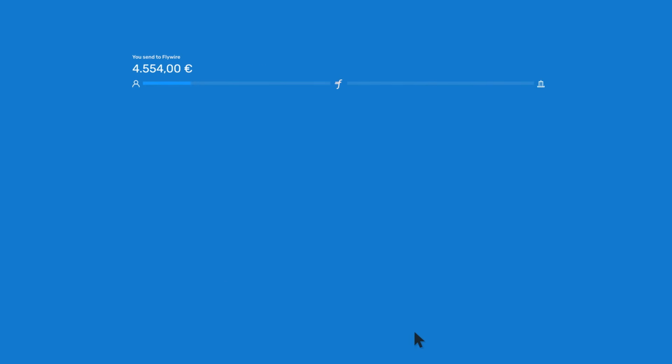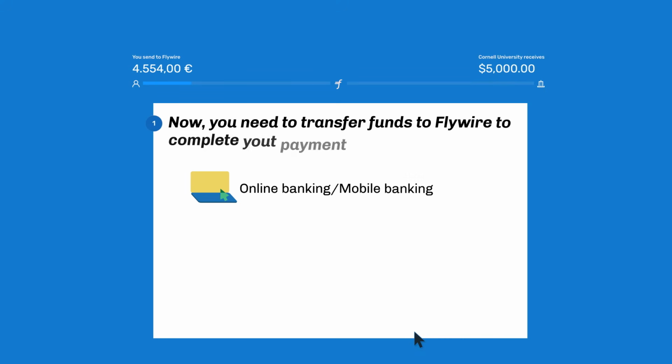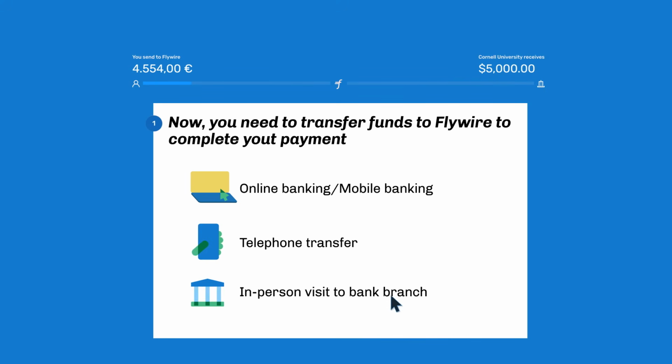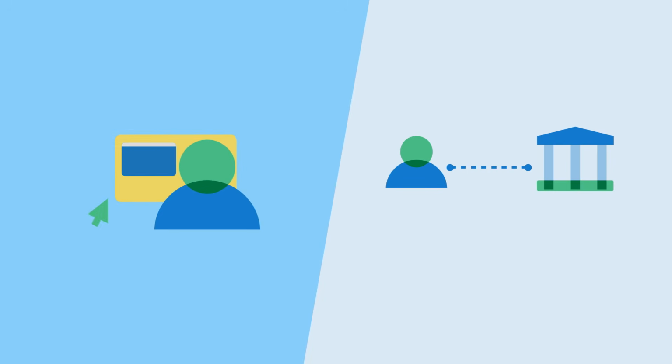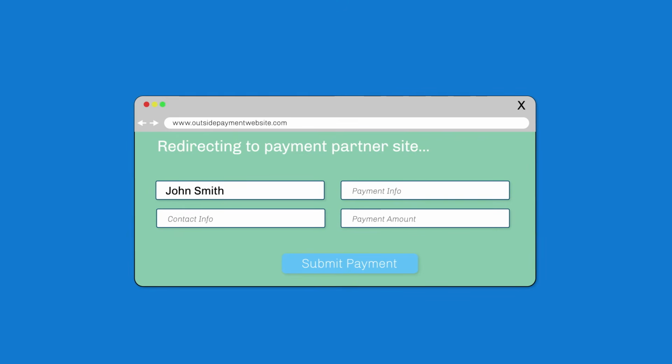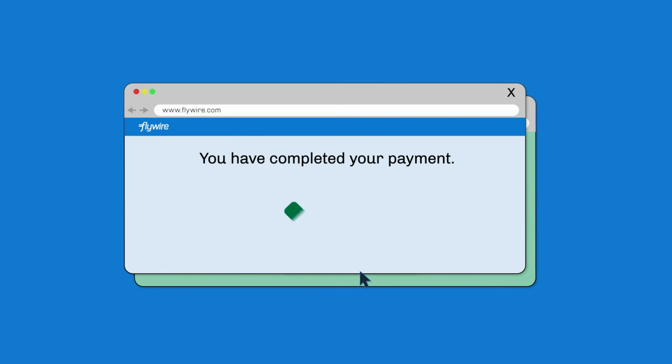Once you review and confirm your payment information, you'll be provided with instructions to complete your payment. If you choose to pay via bank transfer, please keep in mind you'll need to initiate your payment directly with your bank using our account details provided in the payment instructions. If you selected to pay via an online payment method, you may be redirected to the secure site of our payment partner. Once you enter the required information, you will be returned to Flywire's website.